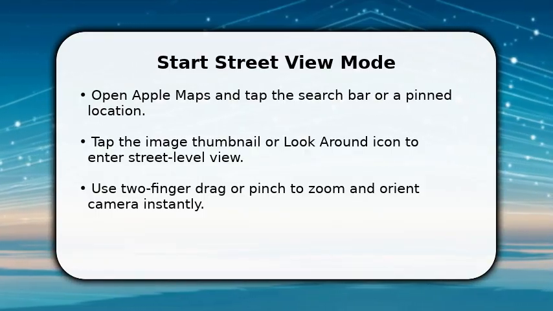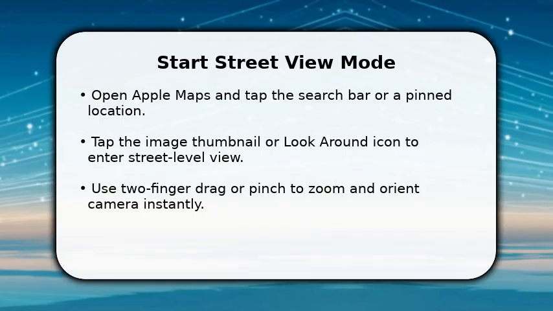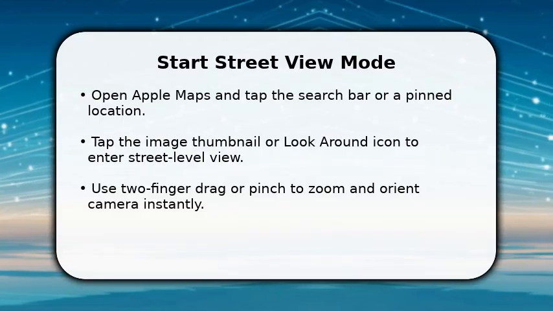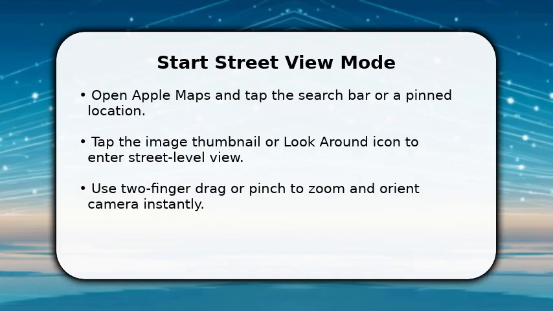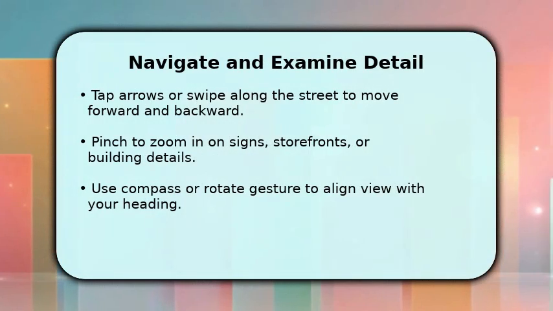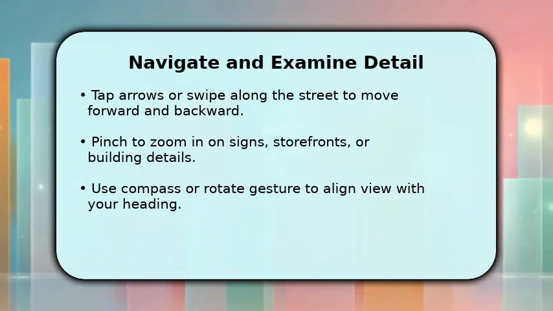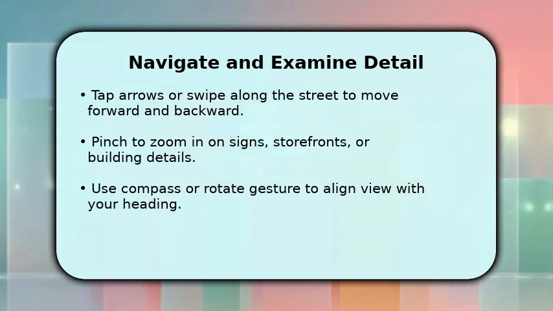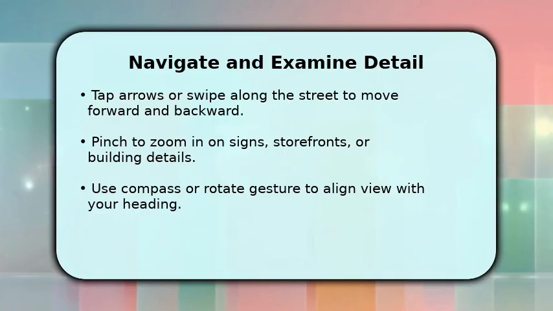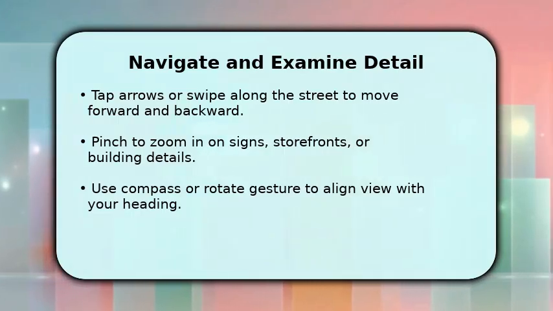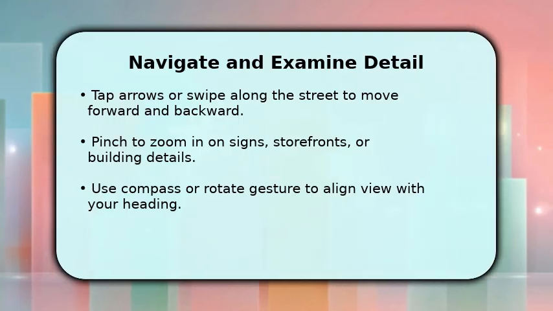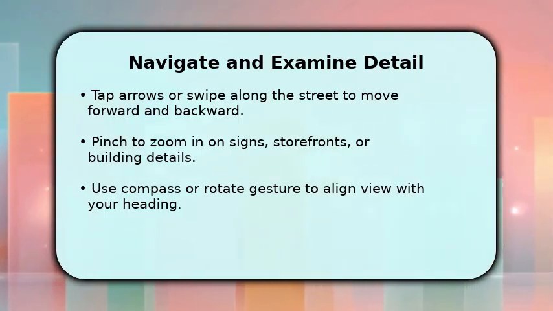Once done, make sure your GPS and internet are active for the highest resolution tiles so panoramas load smoothly as you move. Now you navigate through the scene. Tap the on-screen arrows or simply swipe forward along the road to advance to the next panorama. Swipe back to reverse. You can pinch to zoom into shop signs or architectural details and rotate with two fingers to change heading. This helps when you need orientation for directions.